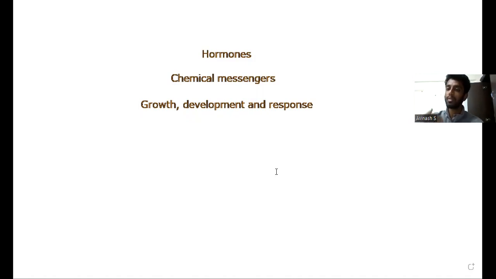Growth means how you grow, in terms of height, weight, muscles, and also in terms of your cells growing and some cells dying and all of that. Development also means cognitive development, how your brain develops, how your organs are developing and all of that. Response means how you respond to external situations. Now, we have different types of hormones, and hormones are present in plants as well as in animals.